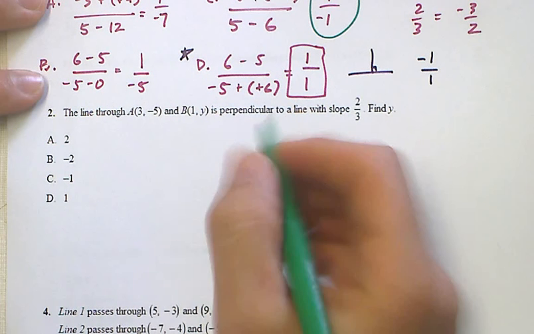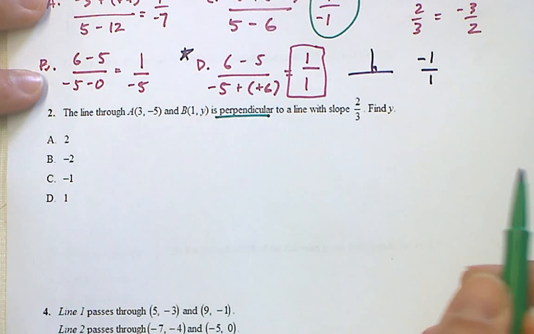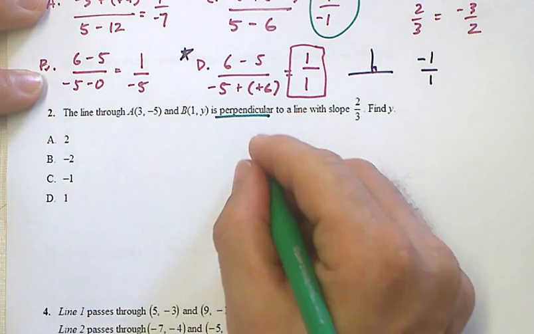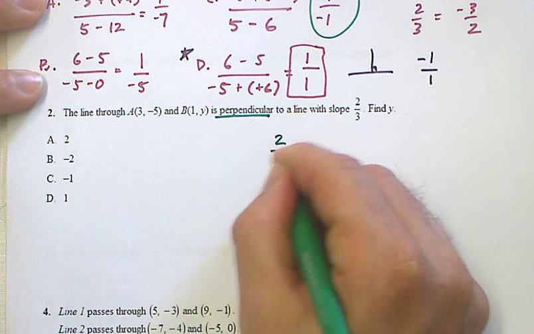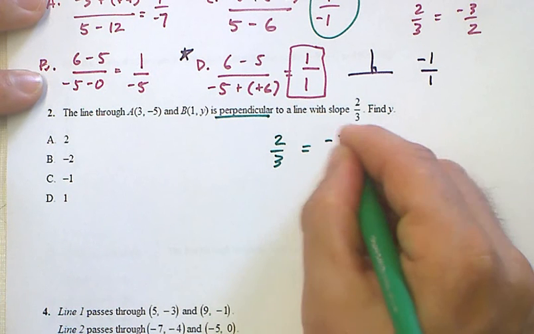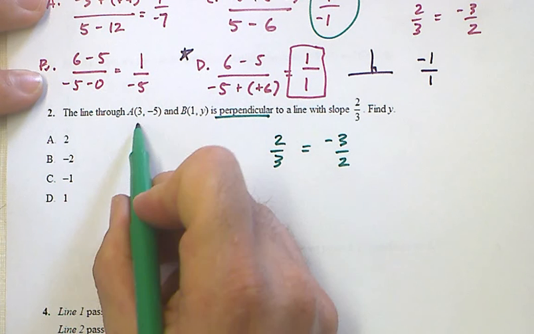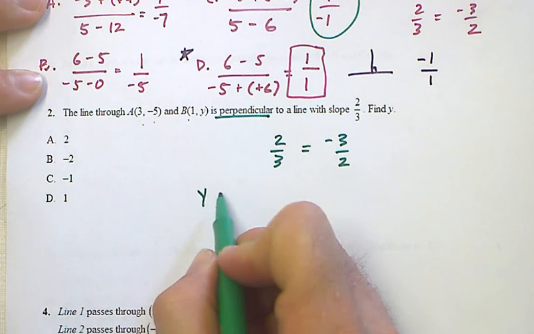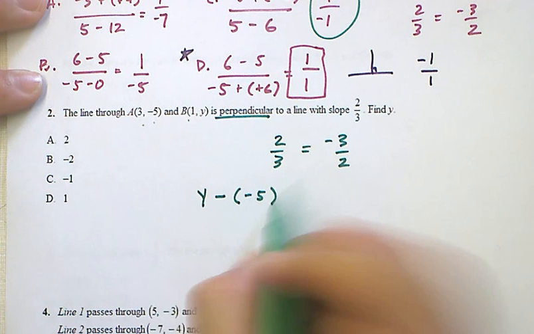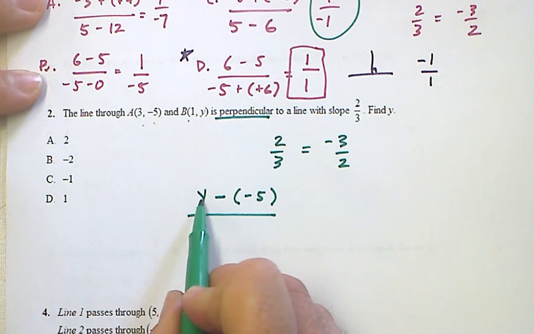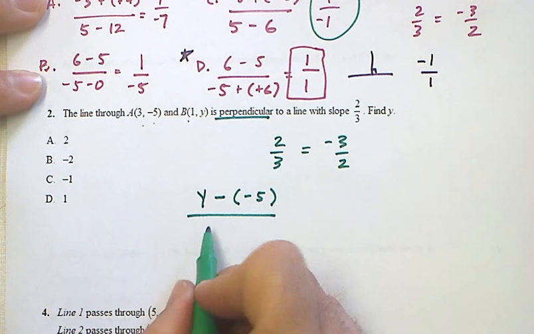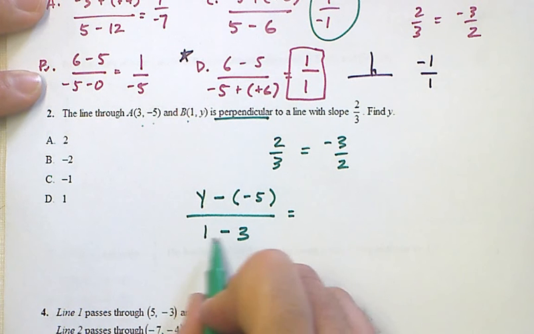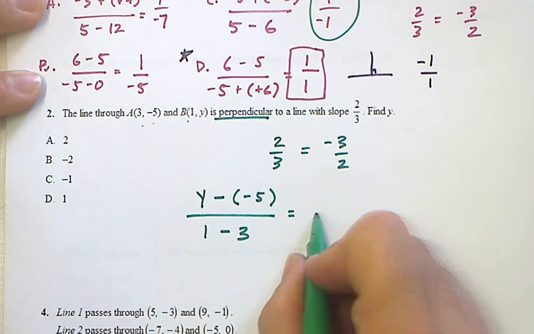Here the question's asking, okay, we're talking about perpendicular. They have a slope of 2 over 3. So the first thing I want to say is, if the slope is 2 over 3, a perpendicular slope is going to be negative 3 over 2. And they're giving me an x1, y1, x2, y2. So they're saying y minus a negative 5, right? So I'm just plugging in my y here. And y minus 3. If I just want to work with the bottom here, 1 minus 3 is going to give me a negative 2.